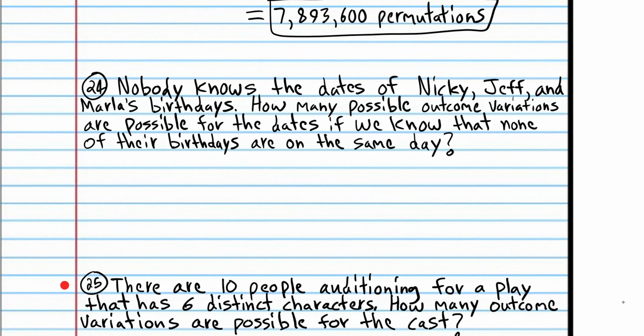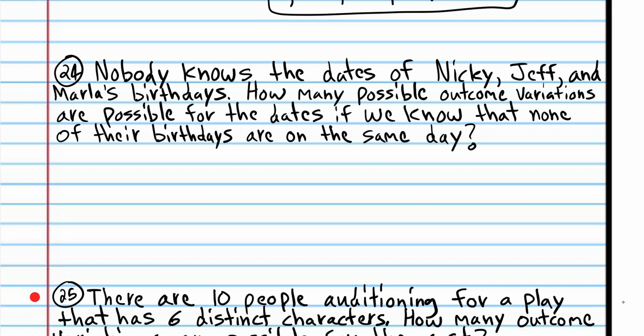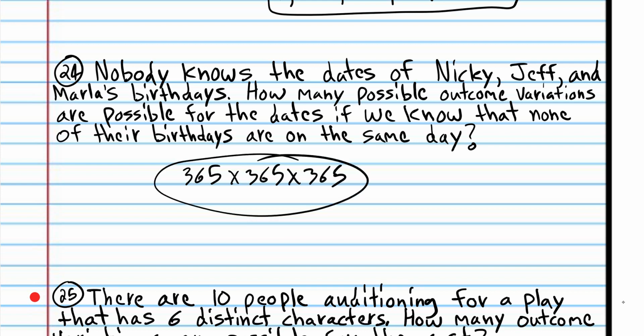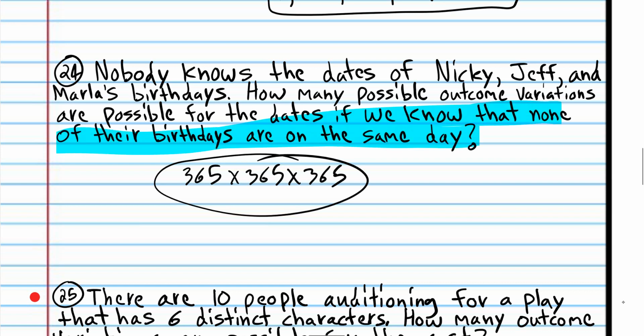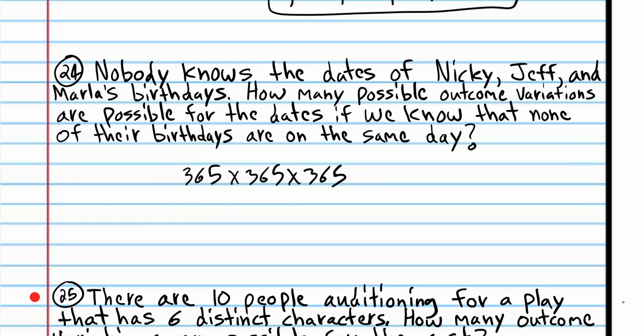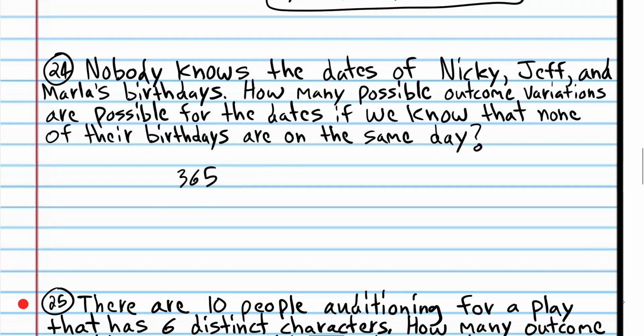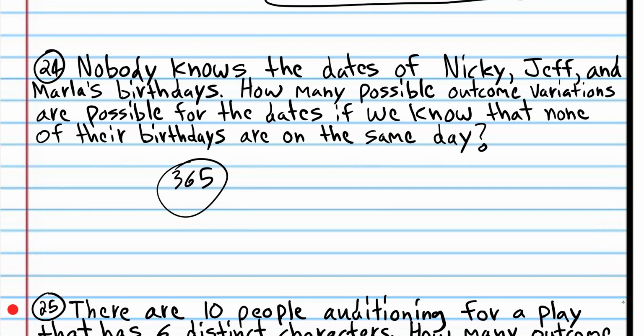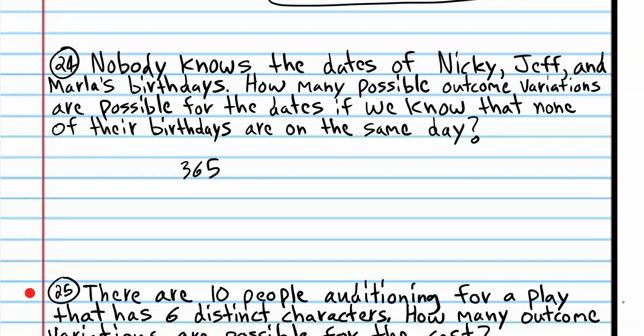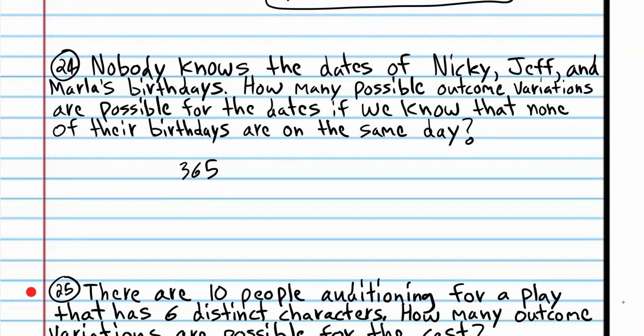So we had a problem like this, and we were allowed repetition in the first problem that we did, so we calculated like so. But now we're told that none of their birthdays fall on the same day. So once you make your first choice, you can't have Jeff or Marla's birthday fall on the same day. So we don't have 365 options for the second choice. We have 364 options. And for the third choice, we have 363 options.